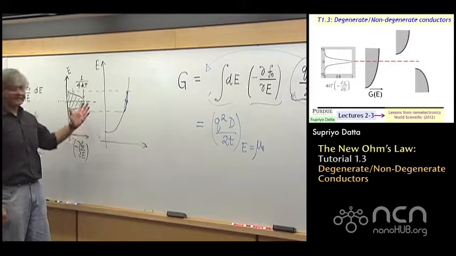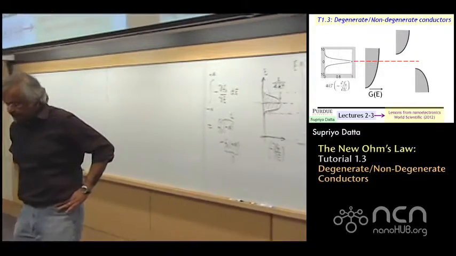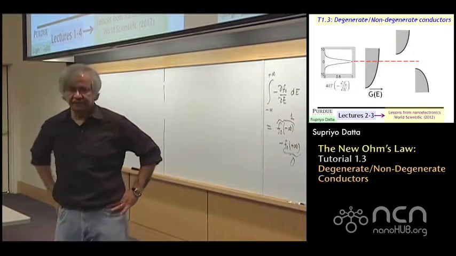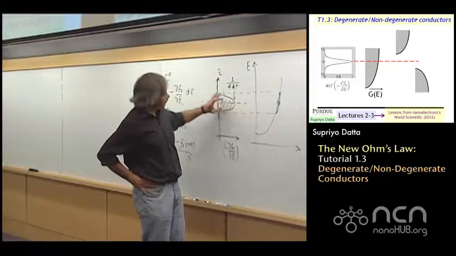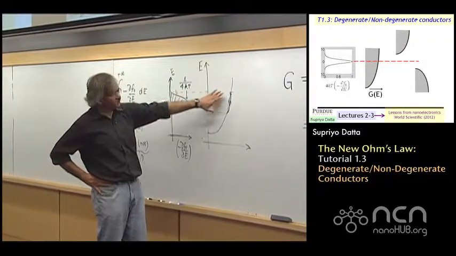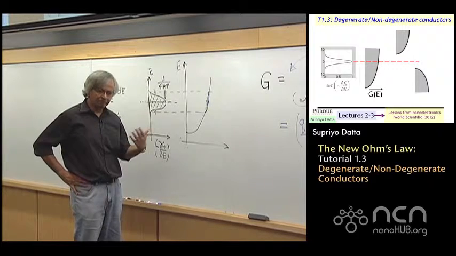Now, this is an example of what one would normally call a degenerate conductor. That is one where, over the entire energy range, this is almost constant. This is what is usually true of metals.